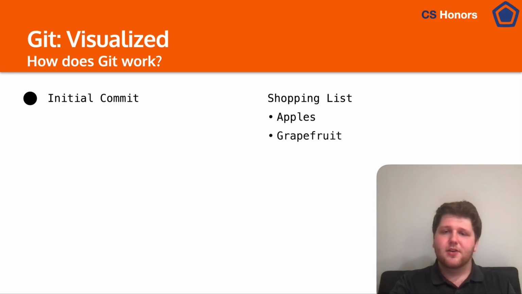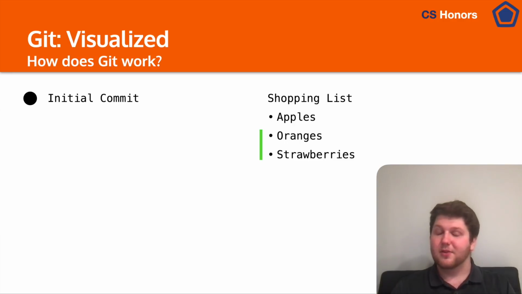So now what you can do is maybe modify the directory. You can now add oranges and strawberries to your shopping list, or something else.